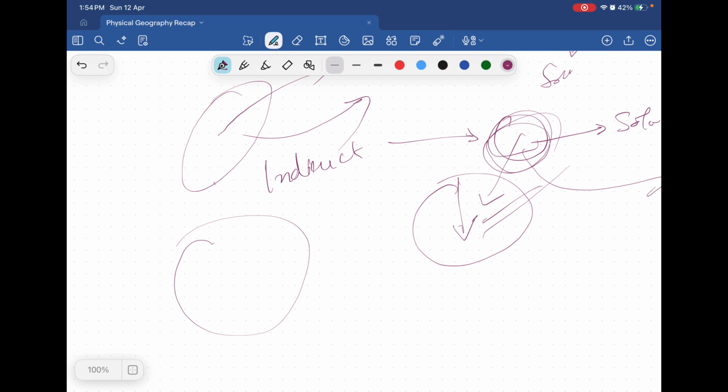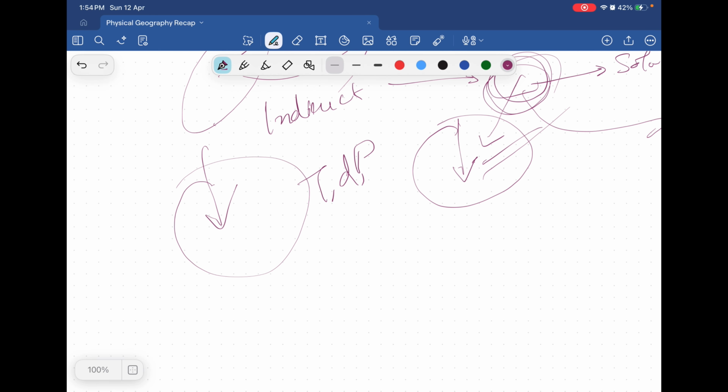Why can we not drill into the earth? The reason is that temperature, density and pressure, all of them increase with depth, right? So after one point it becomes difficult to drill.